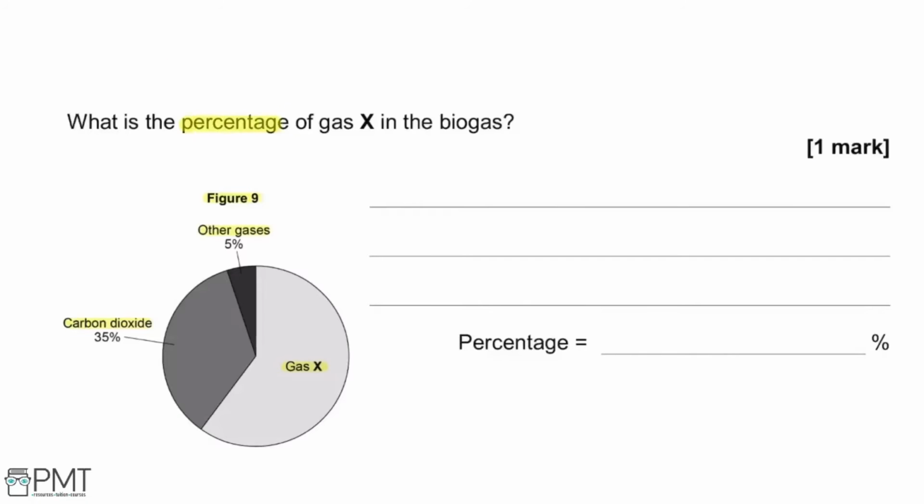What is the percentage of gas X in the biogas? And this question is worth 1 mark. So we know the total of our pie chart is equal to 100%. We are given the values of 5% and 35%, and we know that whatever is left over must be gas X. So we do 100 minus 5% minus 35%, and that gives us an answer of 60%.